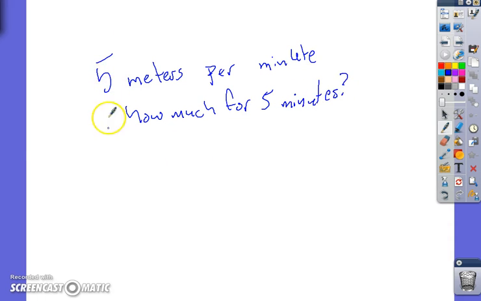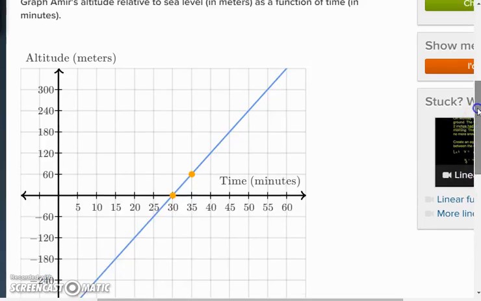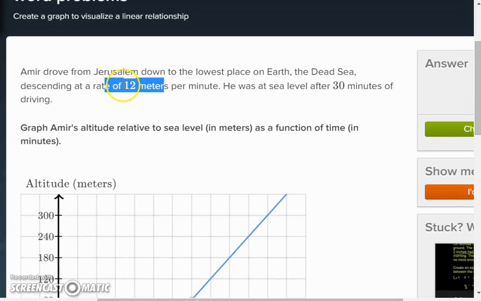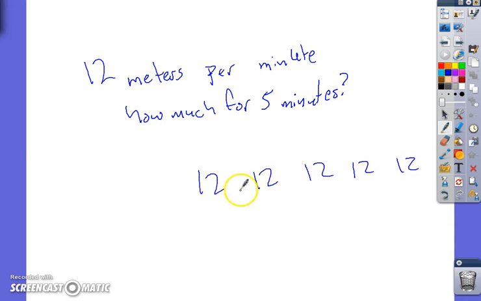Okay, so each one of these minutes is going to go up 5. Let me double check. Each one of these minutes, 12, sorry. So it's 5 times 12. So each minute is 12. So how much for 5 of those minutes? So that's 12, 12, 12, 12, 12. So there's 5 of those 12 meters per minute. All right, so that's 5 times 12. And that's 60 meters that he's traveling.